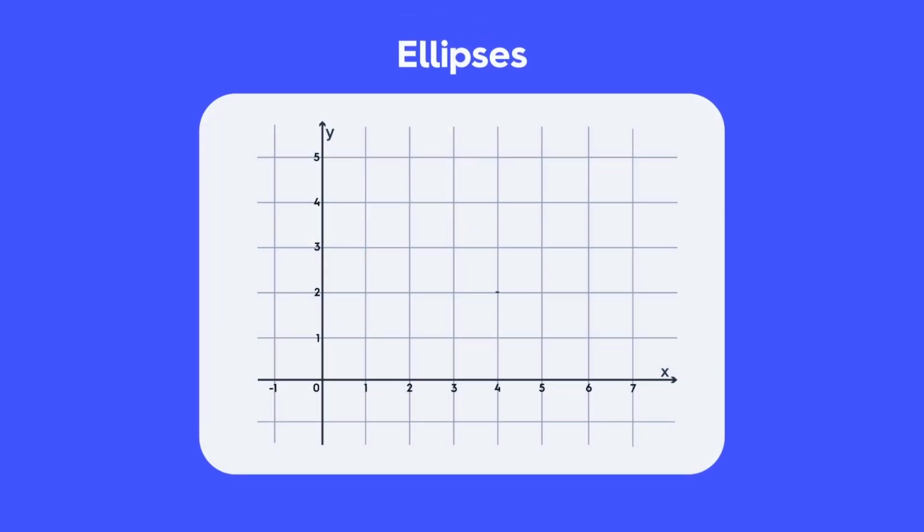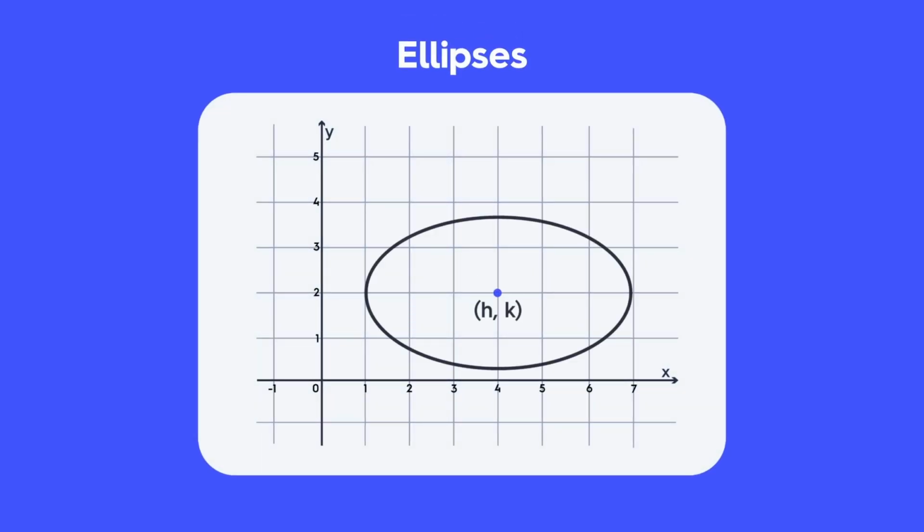Now let's extend this idea. An ellipse is like a stretched circle. The standard form is (x - h)²/a² + (y - k)²/b² = 1. In this form, a is the horizontal semi-axis length and b is the vertical semi-axis length.